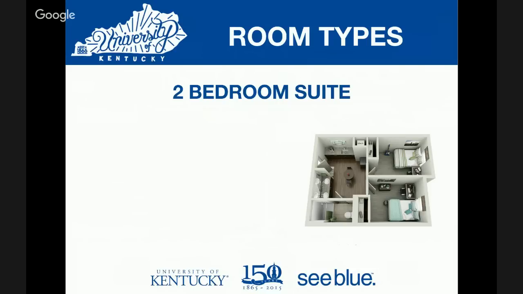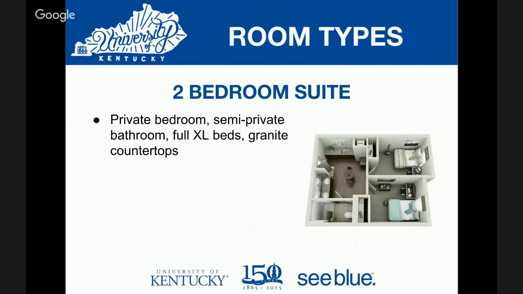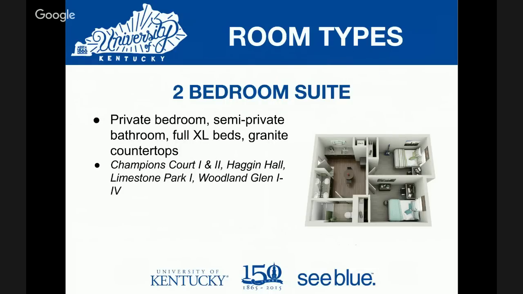These rooms are going to have a mini fridge and a microwave for you all to use, and just you and your roommate are going to be sharing that shower. They're located in Champions Court 1 and 2, Hagen Hall, Limestone Park 1, which is going to be opening here in the fall, and all of our Woodland Glens, Woodland Glen 1, 2, 3, 4, and 5. They're all going to be those room types. And the price for those is about $4,000 or so a semester.